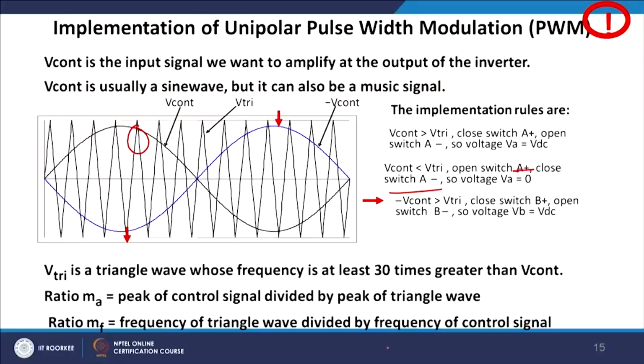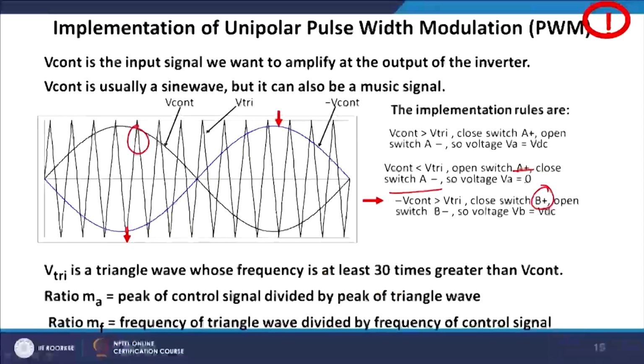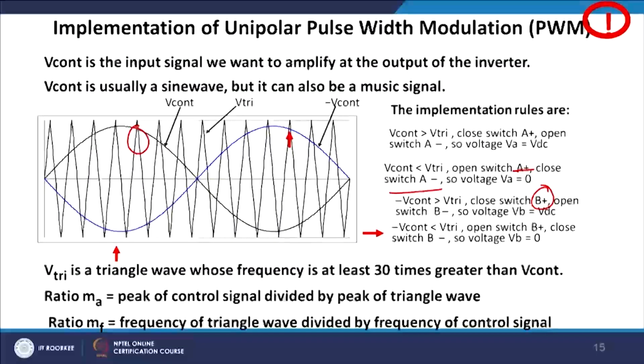Similarly, when minus V control is greater than V tri, it closes the upper switch of phase B and opens the negative switch of phase B. Thus, you are getting again plus VDC. Similarly, if minus V control is less than V tri, then plus B opens and minus B closes, and so you get again the 0 voltage. So, here you can also generate 0 voltage.